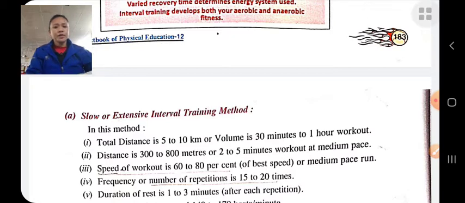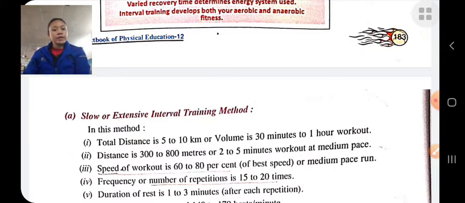In this type of training method, our speed is slow. We do the workout at medium pace, medium speed, whereas the distance is long. We do the activity for a long duration. This slow interval training helps to develop aerobic endurance, and we should perform it once or twice in a week.